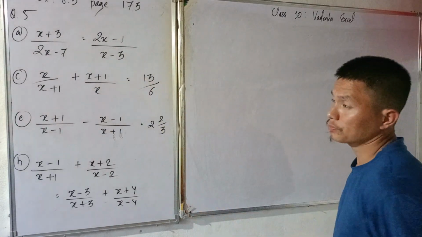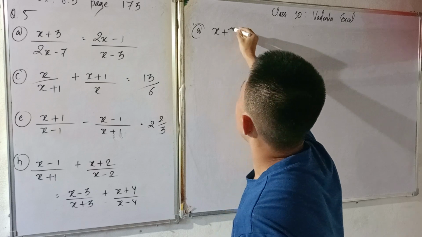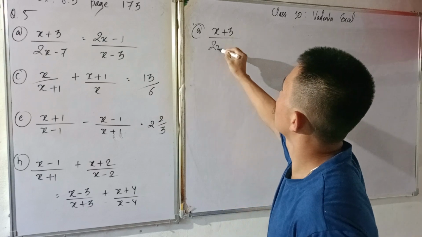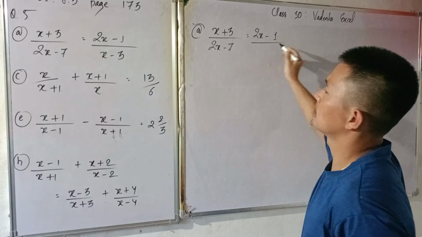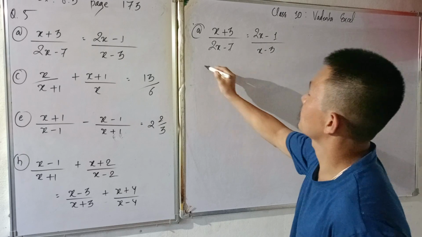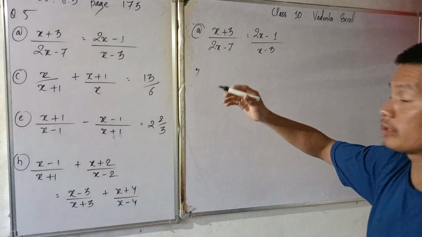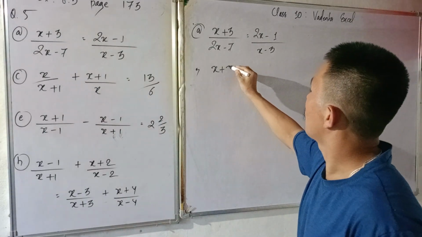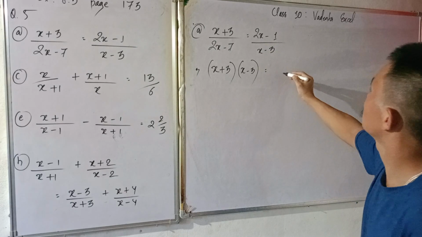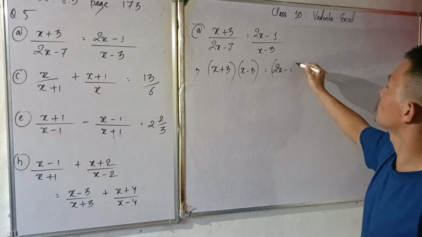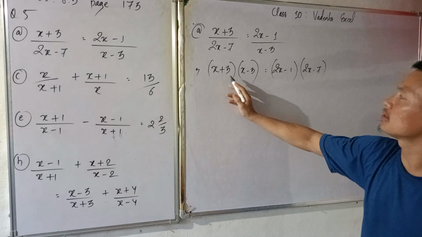Now we see number A, we have (x plus 3) over (2x minus 7) is equal to (2x minus 1) divided by (x minus 3). Since in such a condition you just cross multiply: (x plus 3)(x minus 3) and (2x minus 1)(2x minus 7). Now this is x plus 3 and x minus 3.